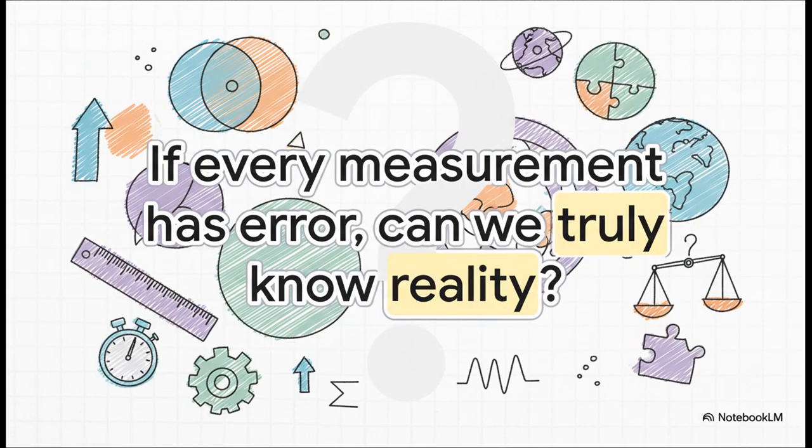And all of this leaves us with a final, pretty profound question to think about. If every single measurement we ever make has some amount of error, some uncertainty baked into it, does that mean we can never perfectly know reality? Are we always just looking at a slightly blurry picture of the universe? It's a question that really gets to the heart of what science is all about, that constant, ongoing quest to bring that picture into sharper and sharper focus.